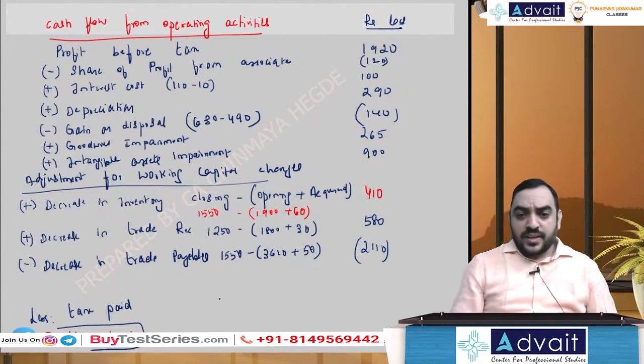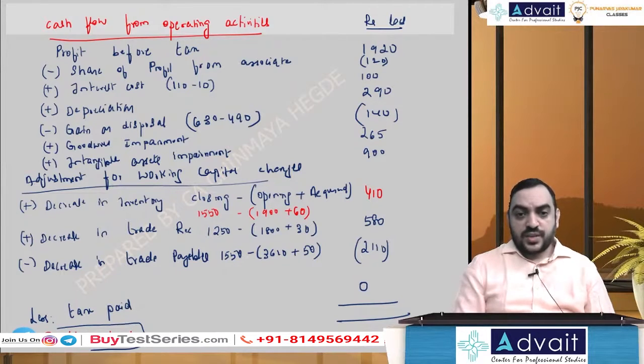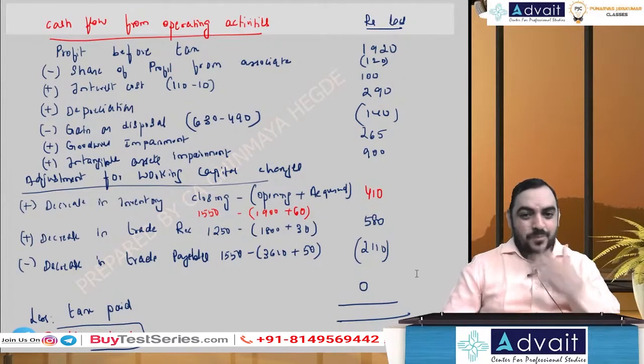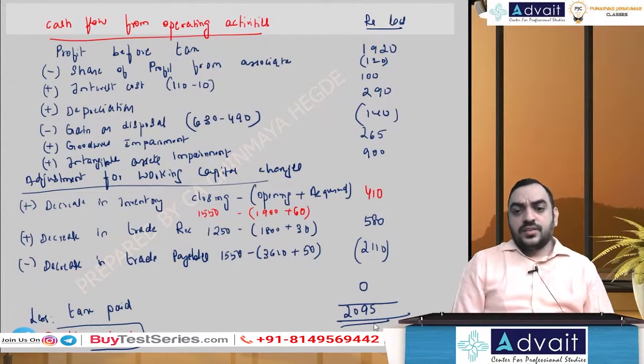Okay. I think we don't have any tax paid. 0. You can compute the cash flow from operating activities. Cash flow from operations. 1920 minus 120 plus 100 plus 290 minus 140 plus 265 plus 900 plus 410 plus 580 minus 2110. 2095. This is cash flow from operating activities.